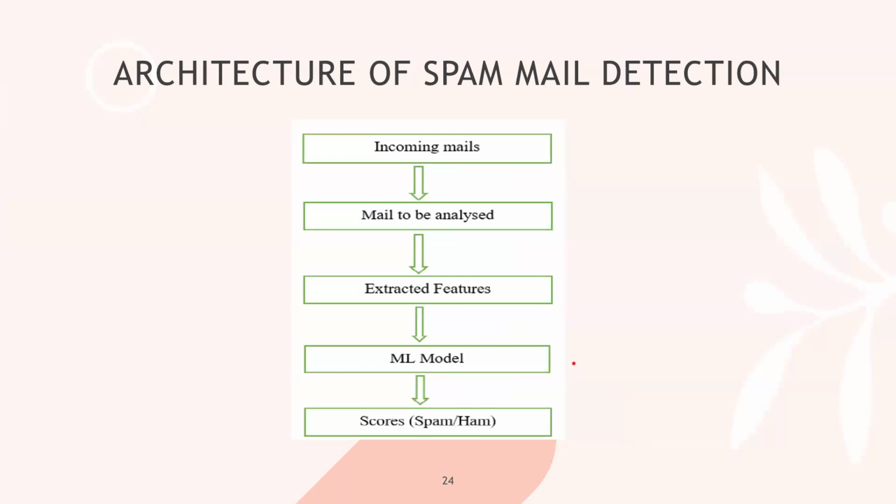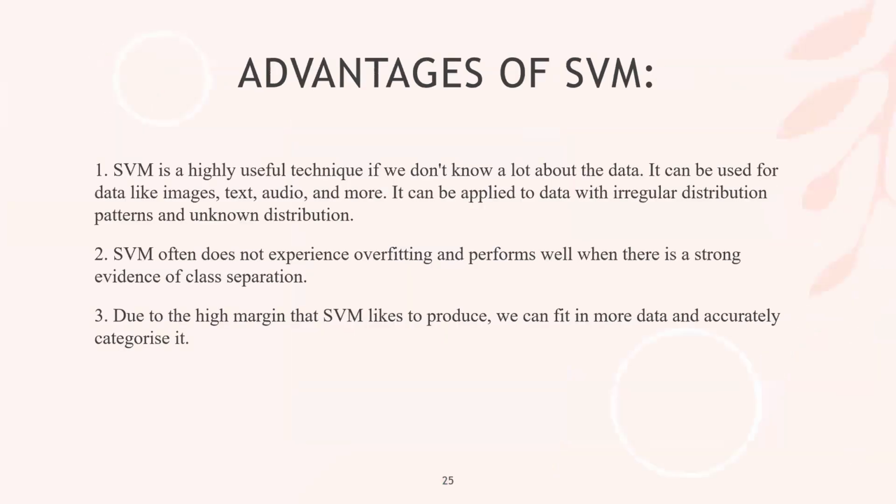Here is the architecture that we are using in spam mail detection. Firstly, we take all the incoming mails and analyze them. We do data pre-processing, converting the raw data into properly pre-processed data, and we extract the features from it. Based on the features, we design an SVM model. Based on the SVM model, we provide the result to the user, whether the mail is spam or ham.